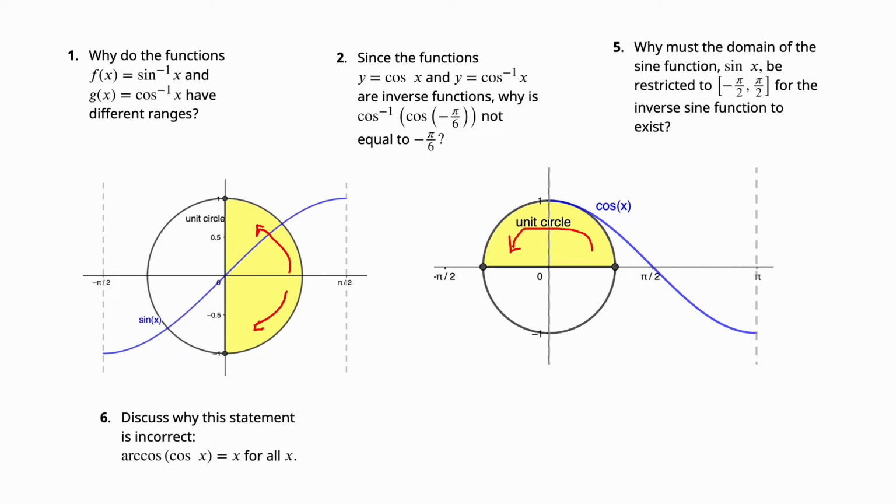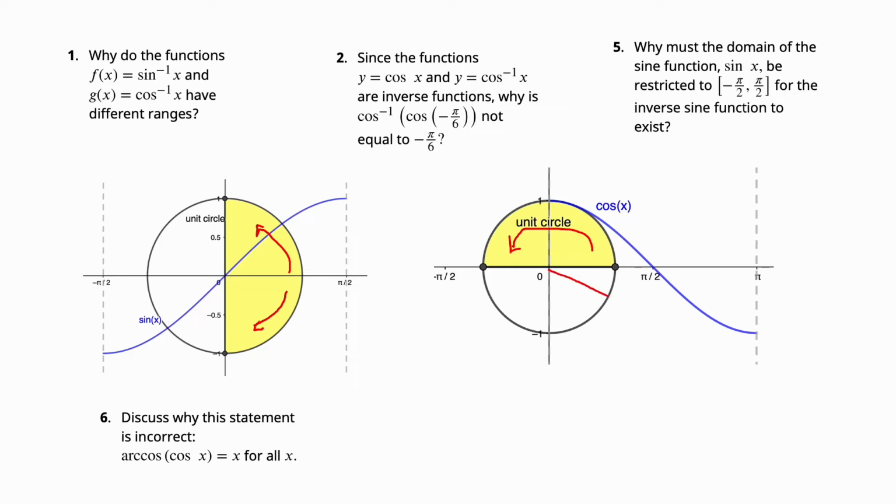We're only going one direction here like this. Since the functions y equals cosine x and y equals cosine inverse x are inverse functions, why is it that the cosine inverse of minus pi over 6 is not equal to minus pi over 6? Because it's not in the region in which we're defined.